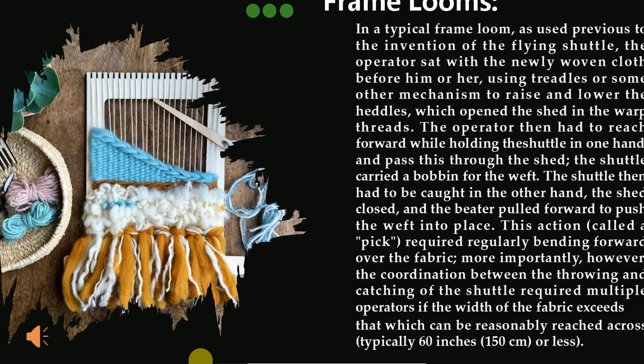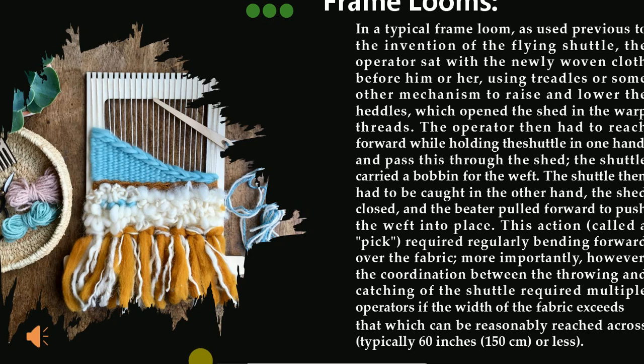The operator then had to reach forward while holding the shuttle in one hand and pass this through the shed. The shuttle carried a bobbin for the weft. The shuttle then had to be caught in the other hand, the shed closed, and the beater pulled forward to push the weft into place.